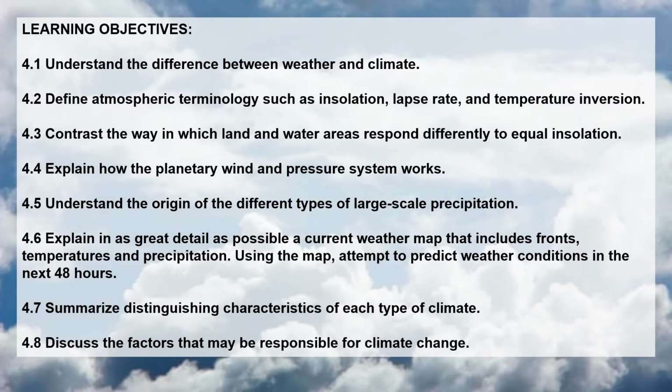We'll also define various concepts such as insolation, lapse rate, and temperature inversion, and many others. Also, we'll look at some of the controls of temperature and climate, how land and water heat up and cool off differently, how weather works, including the planetary wind and pressure systems, and understand how precipitation forms. And hopefully, by doing that, you'll have a better understanding of looking at the weather map on our daily weather report. And also, we'll have a world tour of the climate regions and then finish off looking at the issue of climate change.